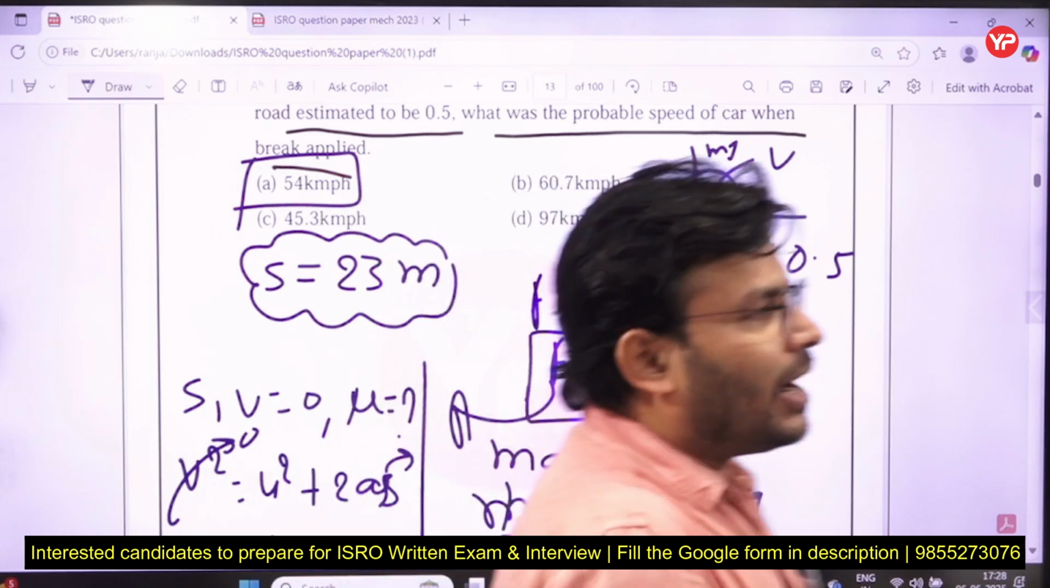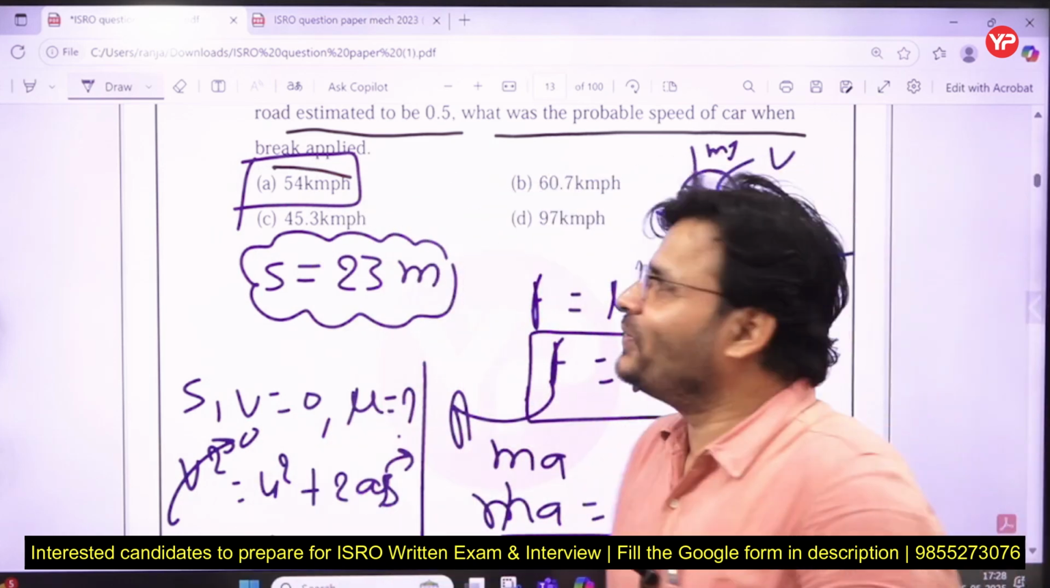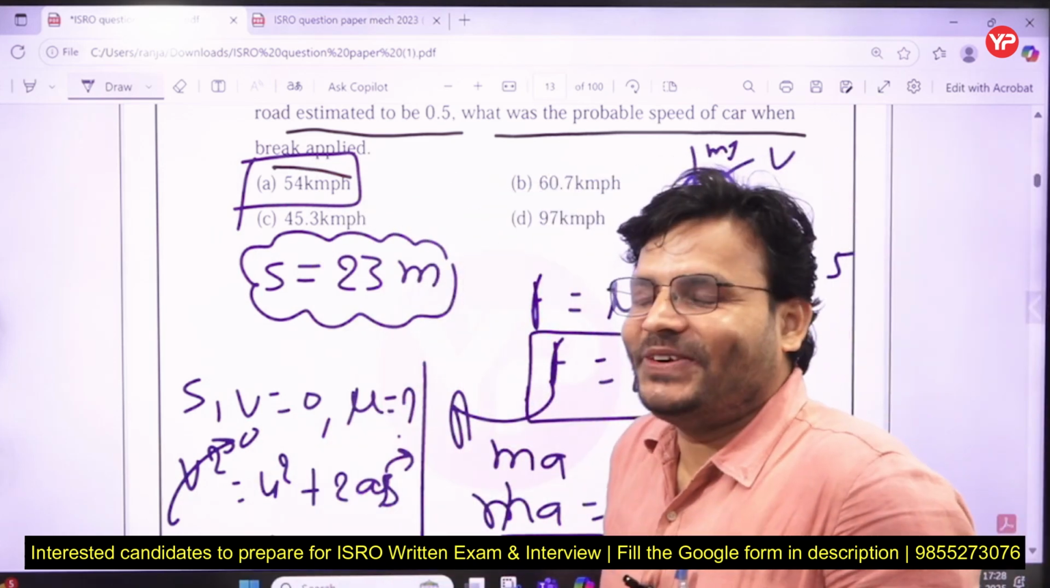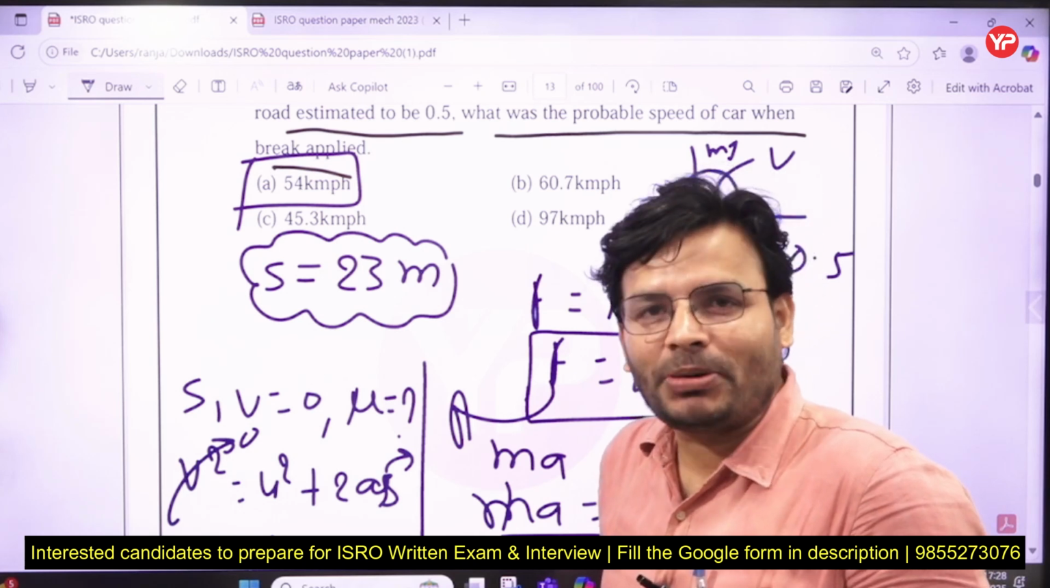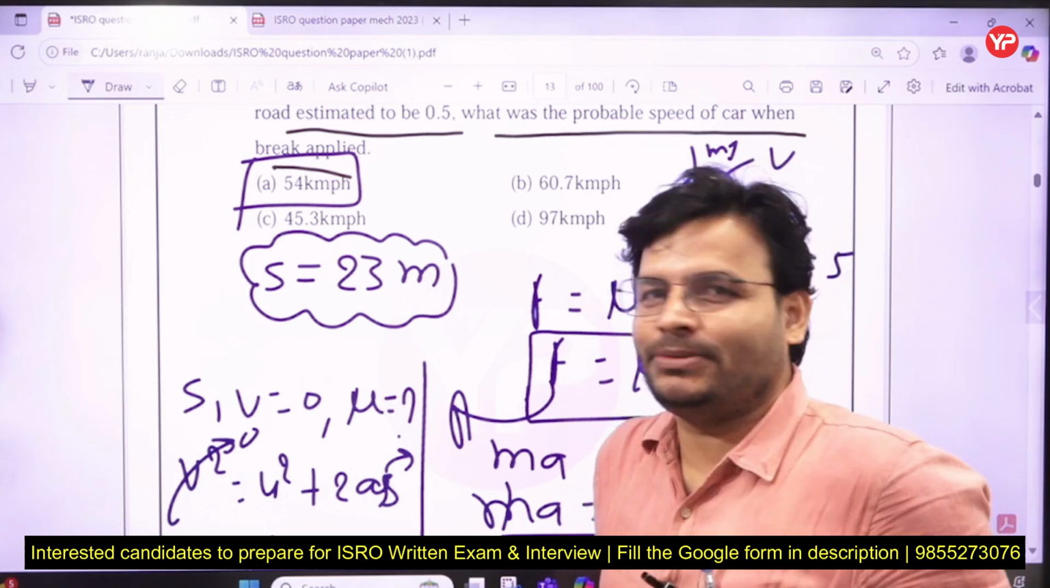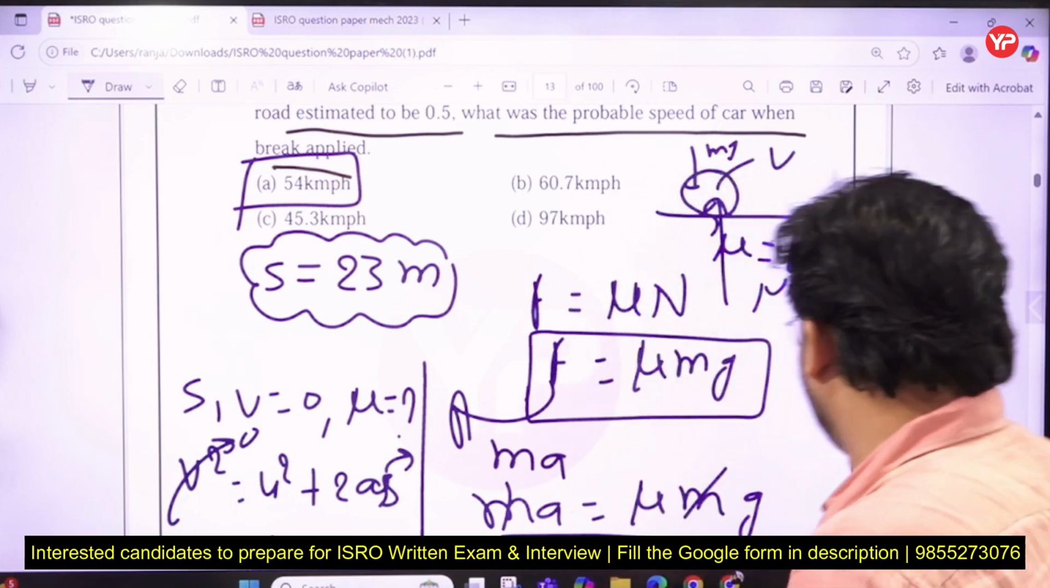So this is the way we have to think, rather than just seeing the question and saying, oh yaar, tougher question, I can't do it. No, you can, you have the potential, but you must have a positive attitude. That is most important in the exam.